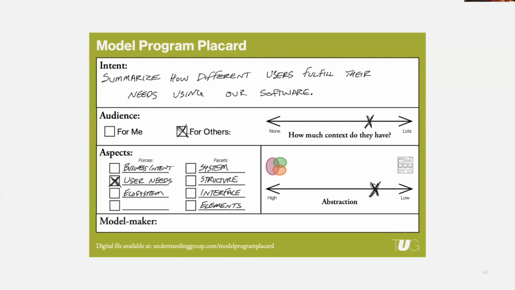And of all the things we could be talking about the software, we're really only talking about user needs. And as for the level of abstraction, I can imagine something that's far more abstract than this, and I can imagine something that's a little bit less abstract than this. So maybe that model, so I could write this program before even making the model.